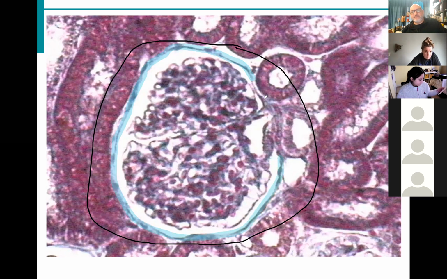The Bowman's capsule? Exactly, that layer. Absolutely. This is Bowman's capsule. However, notice I could also take that thing I just highlighted in blue and ask you to identify the tissue type. And what tissue type is this that I just highlighted in blue? Simple squamous epithelial. Exactly.